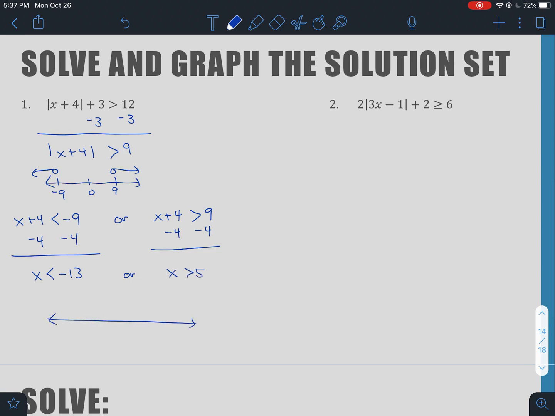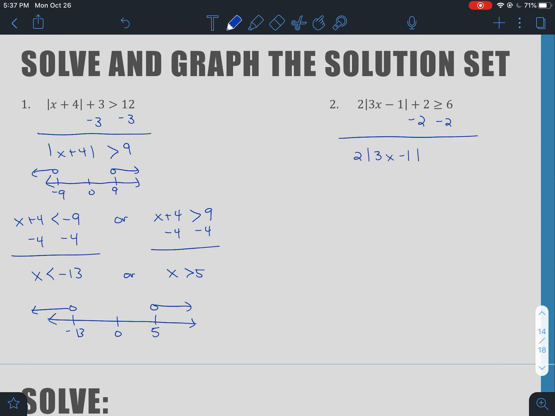So I either need to be smaller than negative 13, sorry, I think I said 3 earlier, or bigger than 5. So my two solutions are x's are smaller than negative 13, or x's are just greater than 5. On the next one, get the absolute value by itself first.